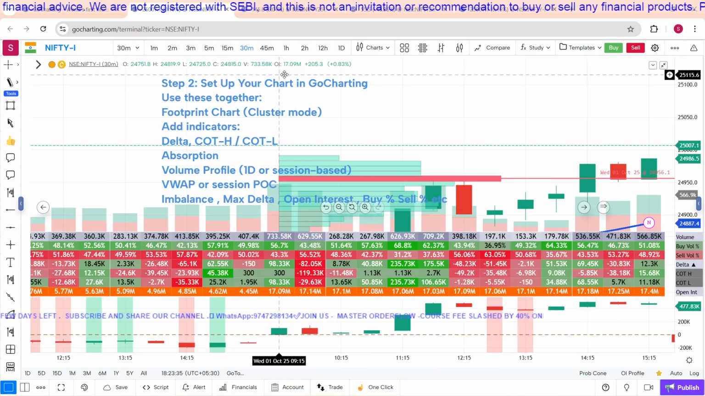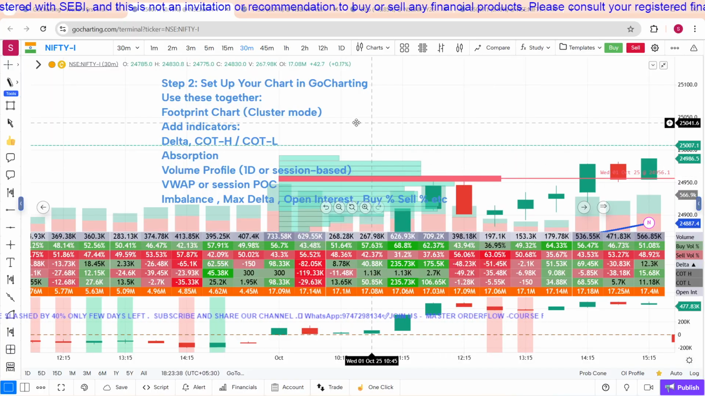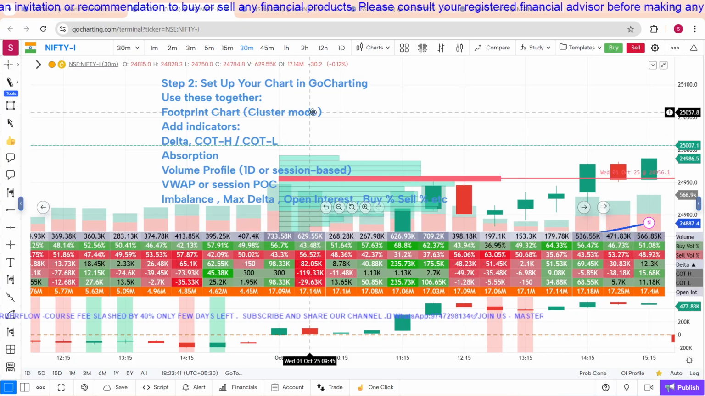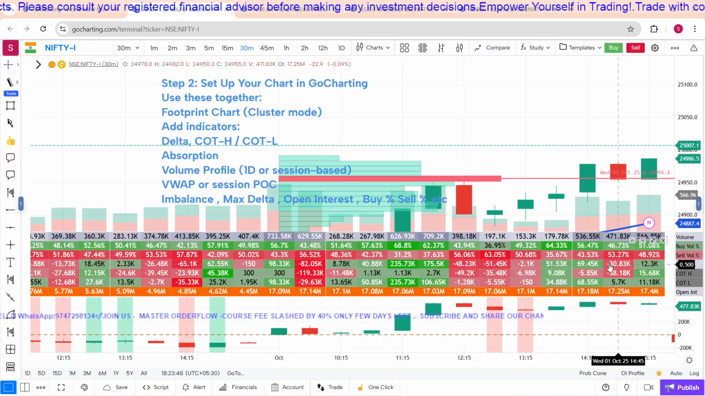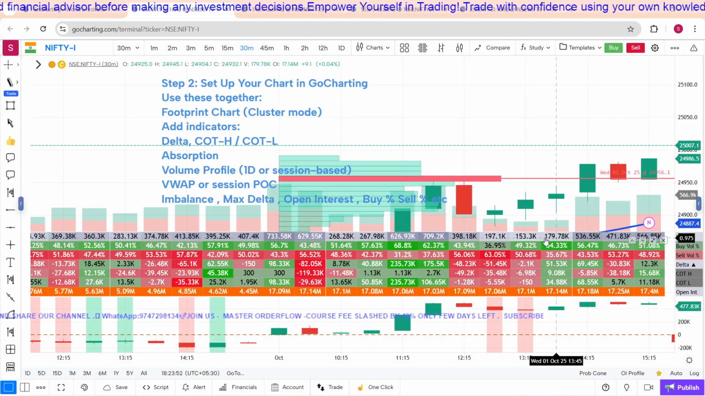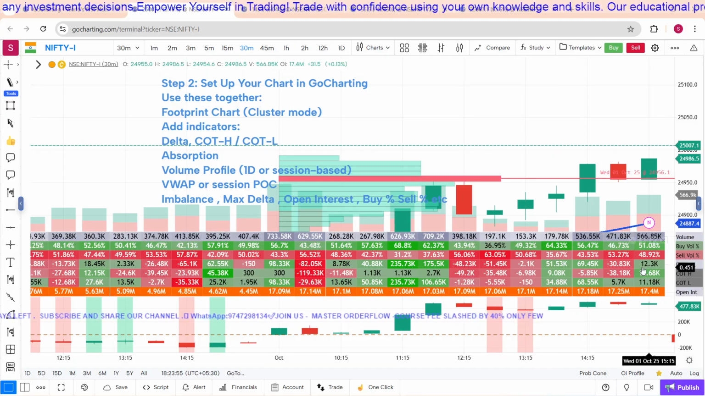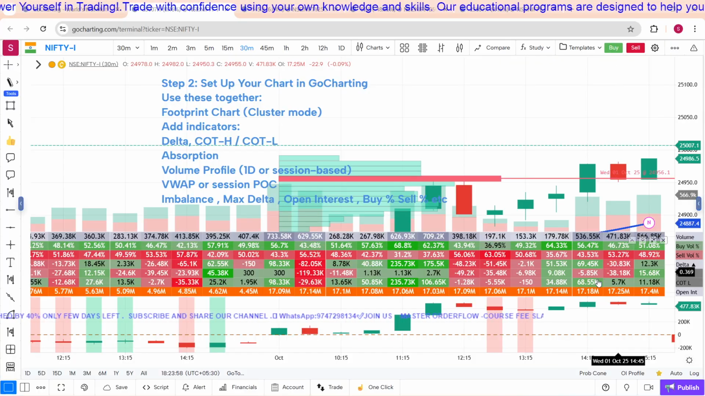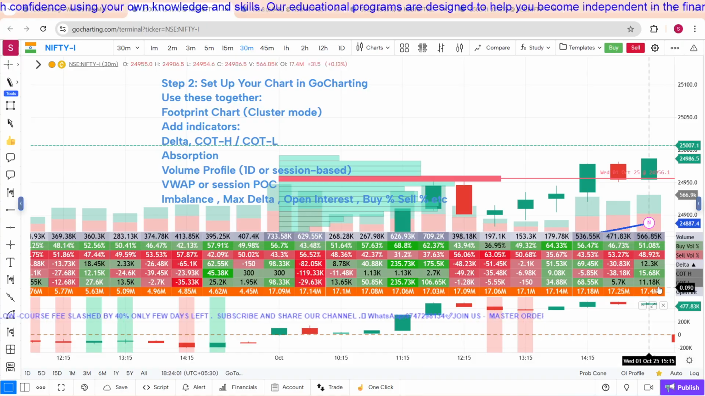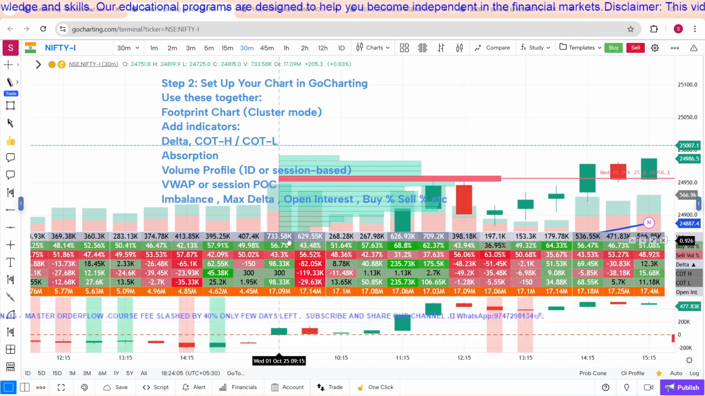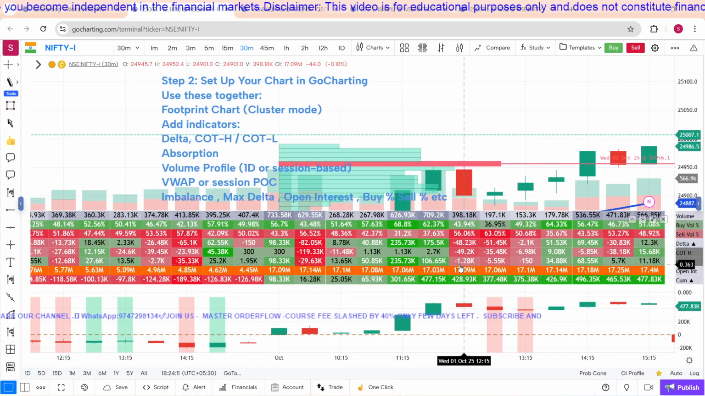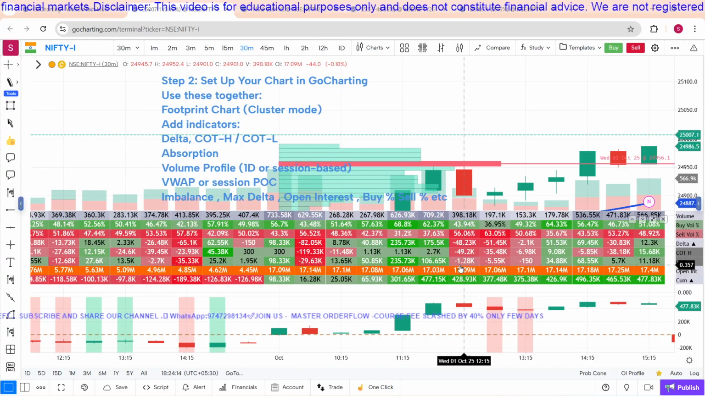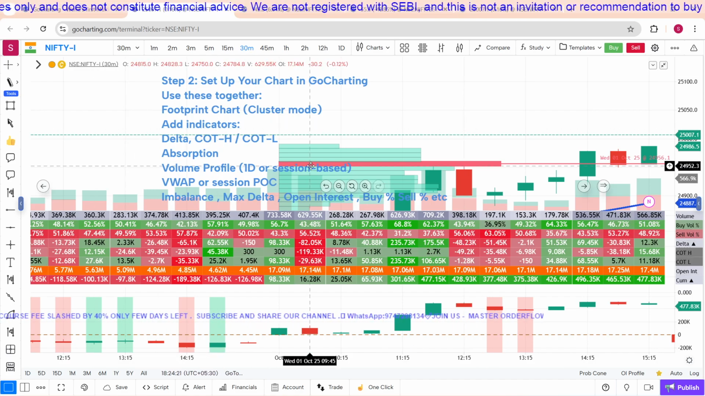Then the second step is to set up your chart. For this, use a footprint chart in cluster mode and add indicators: delta and total volume. Along with that, we can add buy volume, sell volume, delta, COT-H, COT-L, open interest, and cumulative delta. Or we can take delta percentage, and some more items will come. So we have to add these indicators.